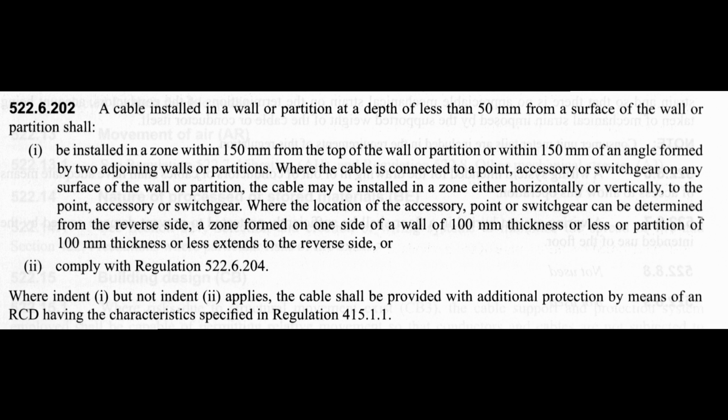And when the cable is connected to a point accessory or switchgear on any surface of the wall or partition, the cable may be installed in a zone either horizontally or vertically to the point accessory or switchgear. And then the final item is where the location of the accessory, point or switchgear can be determined from the reverse side. A zone formed on one side of the wall of 100mm thickness or less, or partition of 100mm thickness or less, extends to the reverse side. So quite a lot of text in there. Have a look at this in more detail in a moment.